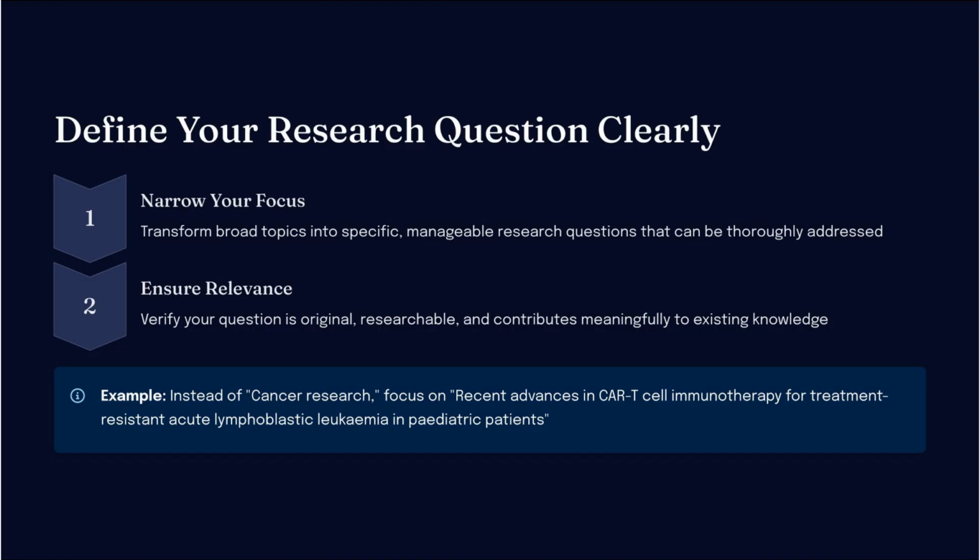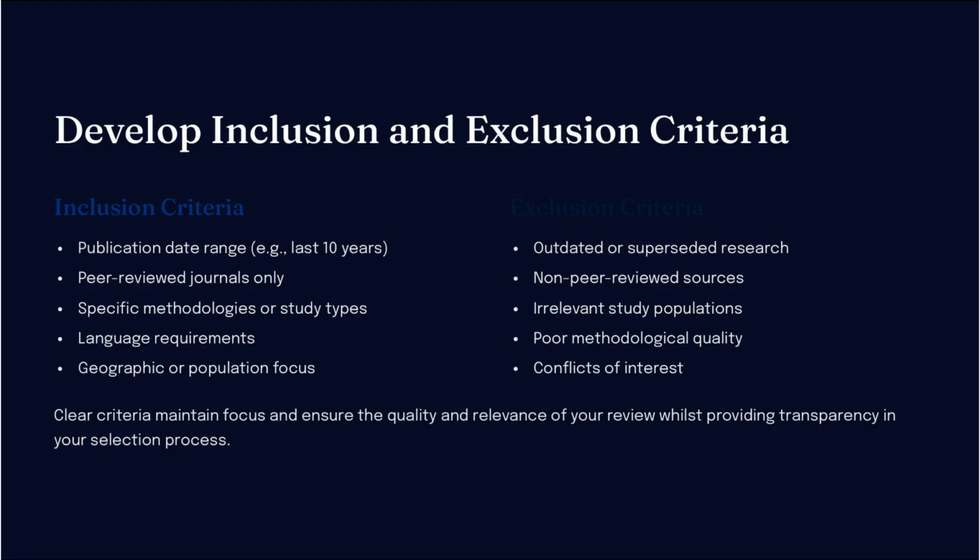Define inclusion criteria by setting a publication date range, focusing on peer-reviewed journals, specific methodologies, language, and geographic focus. Exclusion criteria should filter out outdated research, non-peer-reviewed sources, irrelevant populations, poor methodologies, and conflicts of interest. This ensures a focused, high-quality review with transparent selection.